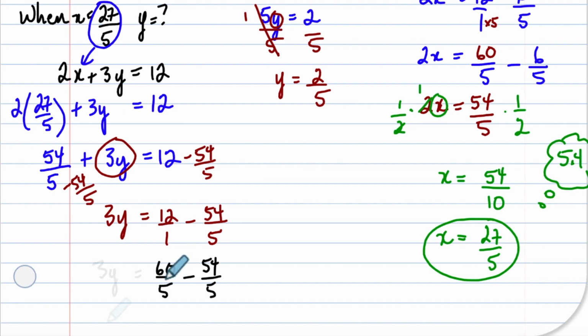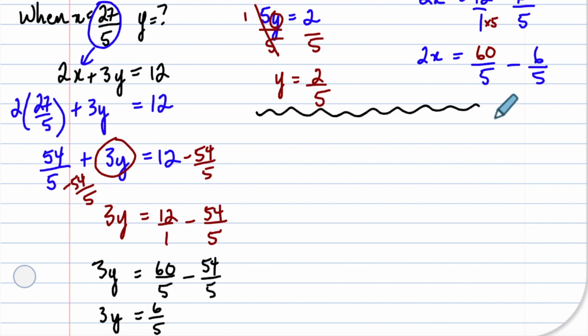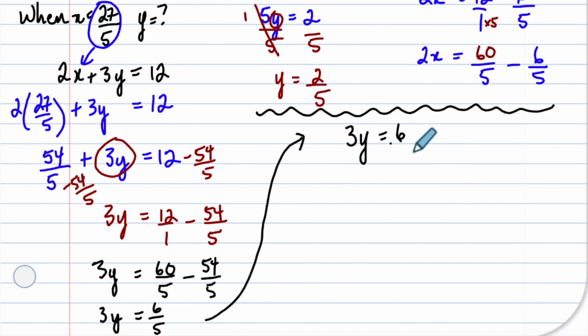12 over 1 becomes 60 over 5. 3y is equal to 6/5. I hope you don't mind I erased a little bit here. 3y is equal to 6/5. Rather than dividing by 3, let's multiply by 1/3. What we do to one side, we do to the other. Those two cancel to give a 1. Y is equal to, now 6 is on the top, 3 is on the bottom.